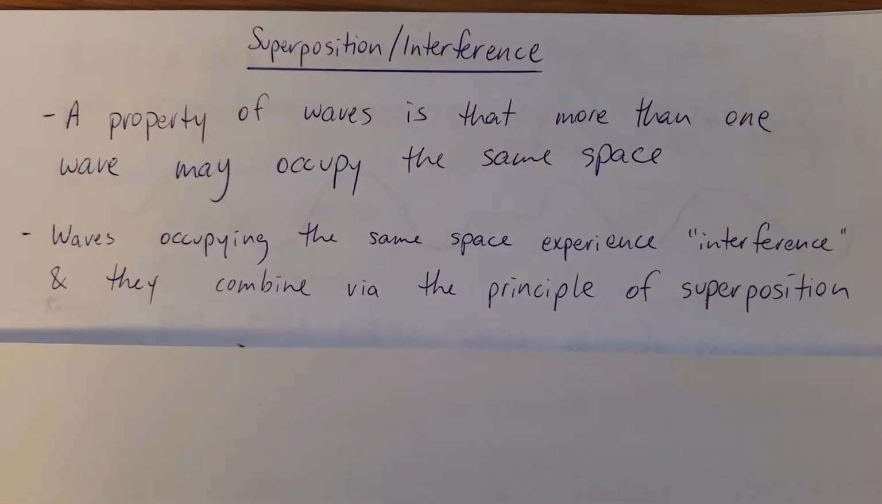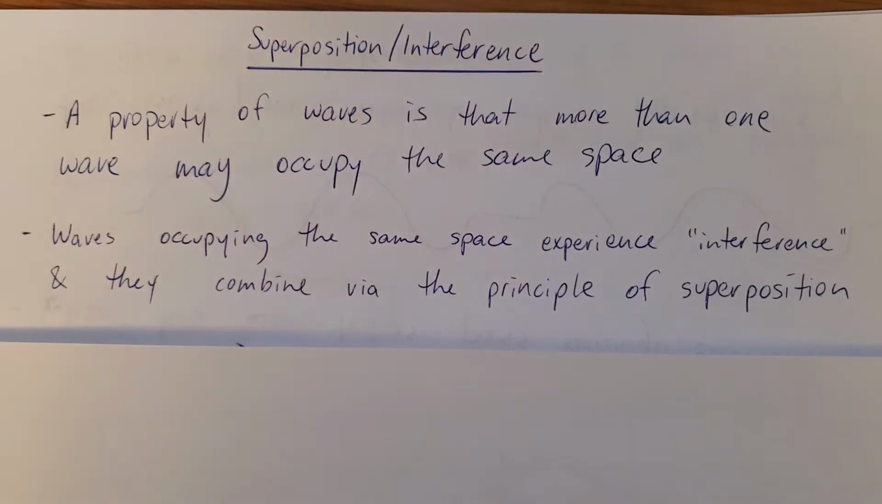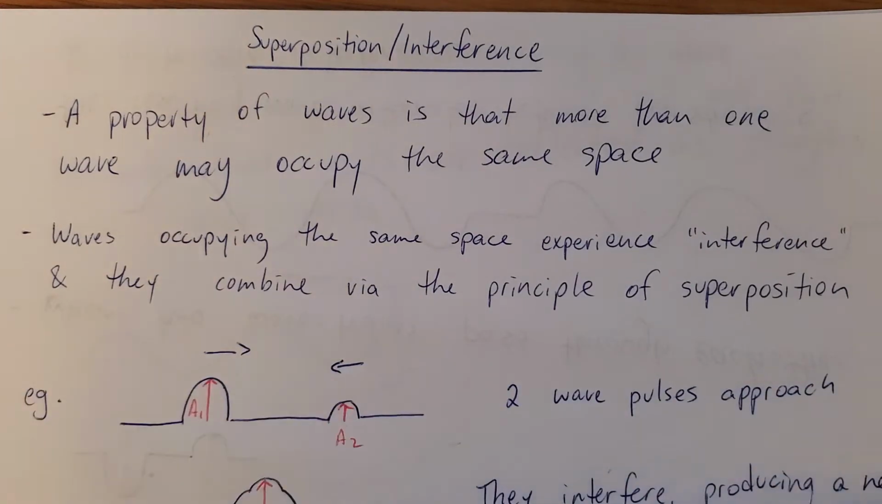Hi physics, today we're going to talk about superposition and interference. A property of waves is that more than one can occupy the same space. When that happens, we call it interference. And the way they combine is via superposition, which is really simple. I'm going to show you what that looks like.